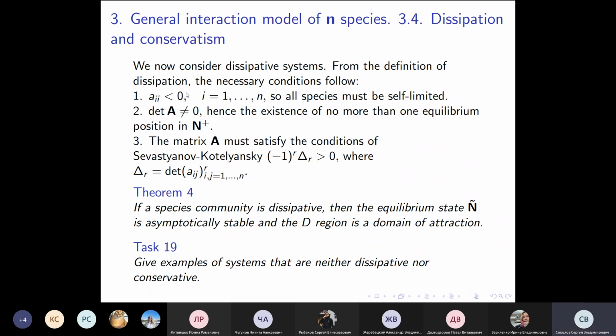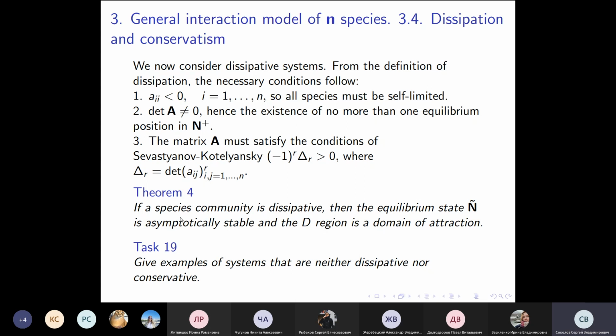And the second one, the determinant of matrix A must be not equal to 0. So far, there is no more than one positive equilibrium in our positive quarter. So if the system is dissipative, then there is no positive equilibrium or only one positive equilibrium. And there is another condition named Sebastianov-Kotelyansky conditions. If they are not satisfied, then our matrix will not be dissipative.